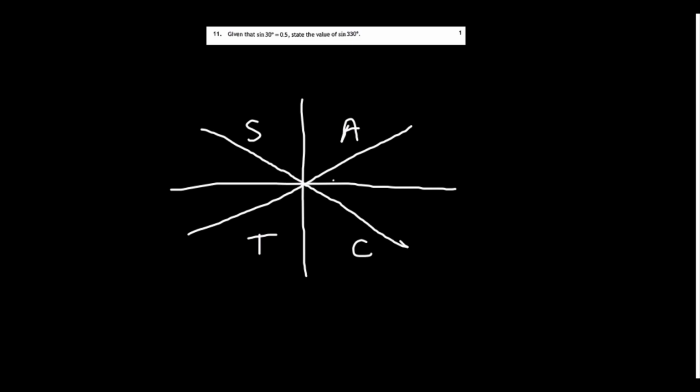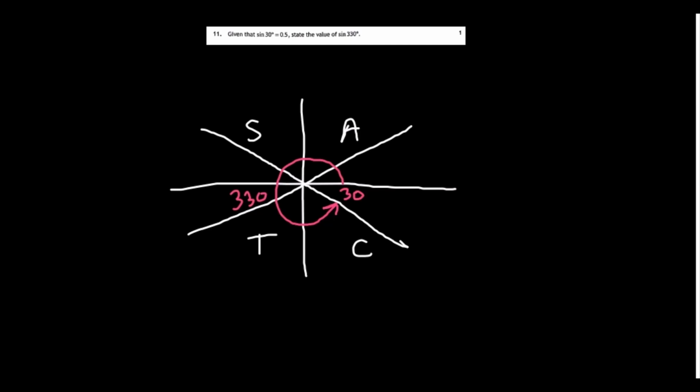So 90, 180, 270. So 330 would be in the C quadrant. So that would be 330, which is quite a large angle. And then that part would be 30 degrees. So to find an angle that isn't acute on a CAST diagram, there's basically two things you have to do. You have to find the acute angle it corresponds to. So in this case, the acute angle would just be this angle.